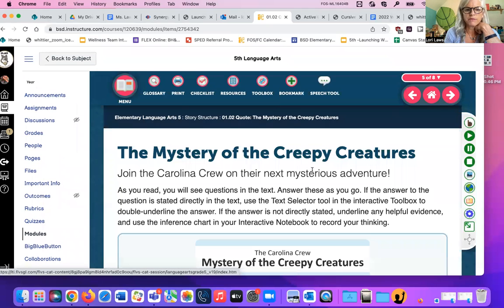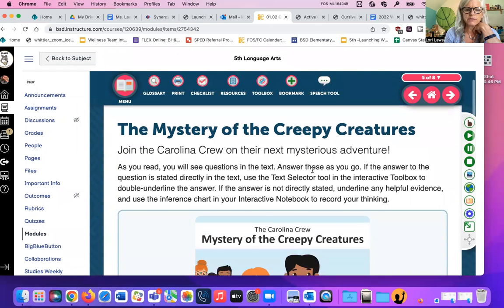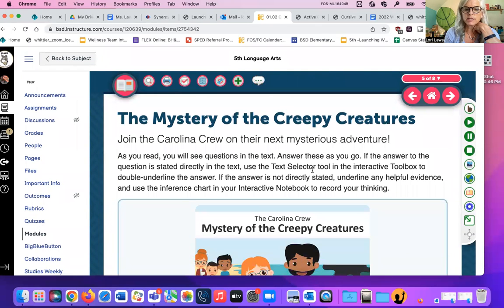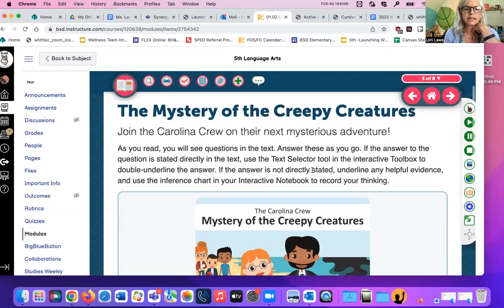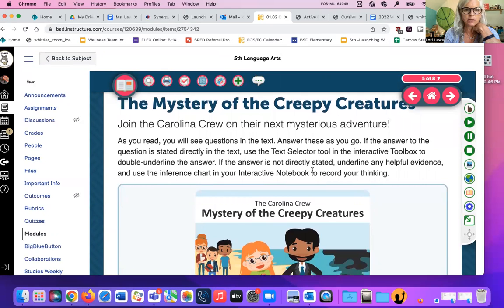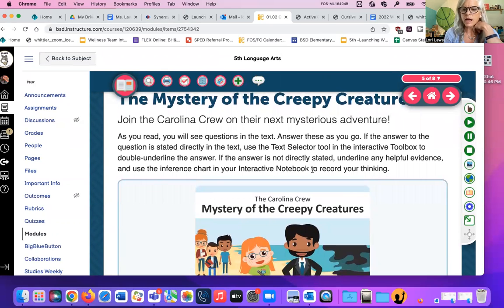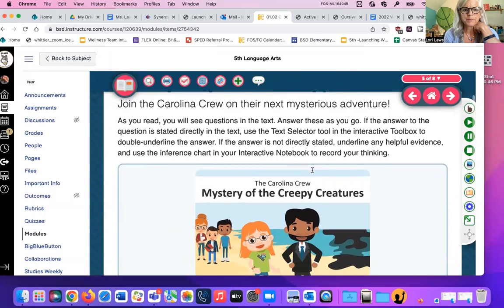Now we're on page 5, The Mystery of the Creepy Creatures. Join the Carolina crew on their next mysterious adventure. As you read, you'll see questions in the text. Answer these as you go. If the answer to the question is stated directly in the text, use the text selector tool in the interactive toolbox to double underline the answer. If the answer is not directly stated, then underline any helpful evidence and use the inference chart in your interactive notebook to record your thinking.